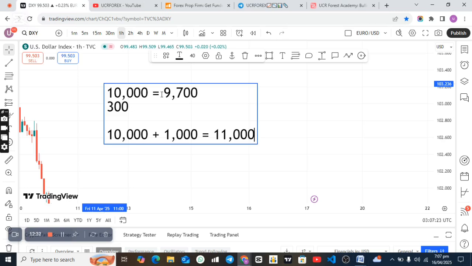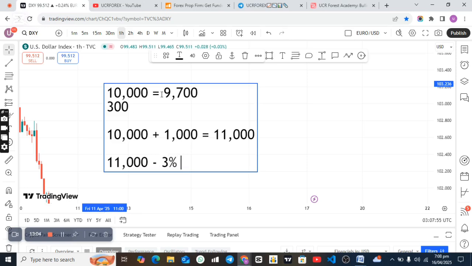It moves like a safety net that follows your highest profit but never moves backward. So what is your highest profit here? 11,000. So what is the 3% of 11,000? I believe that 3% of 11,000 is nothing more than 11,000 minus 3%.